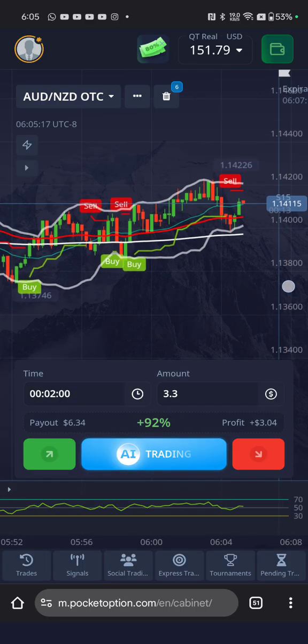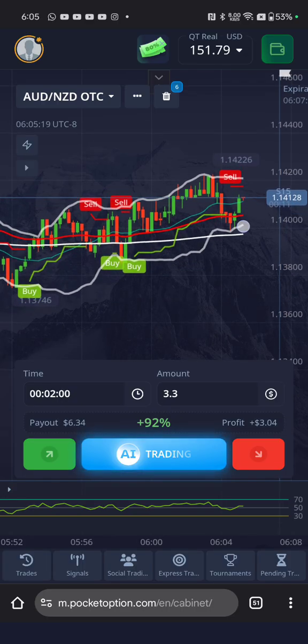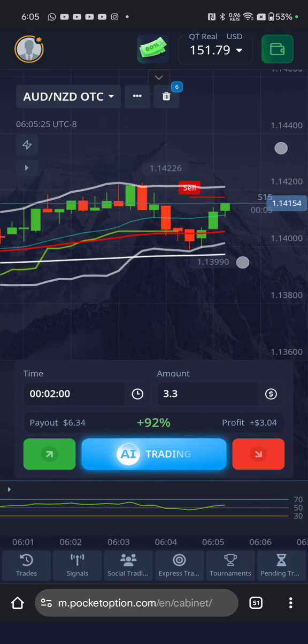Okay, I do like the way it looks. Our Bollinger Bands are pointing upward. This upper one's not pointing upward. It's just kind of flat. You can see how flat it is. It's starting to point upward.